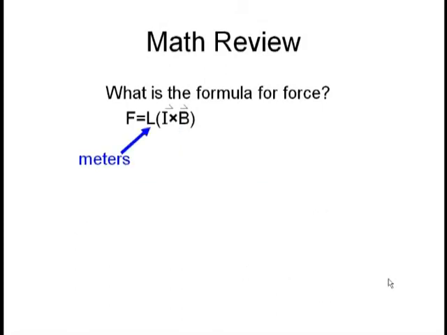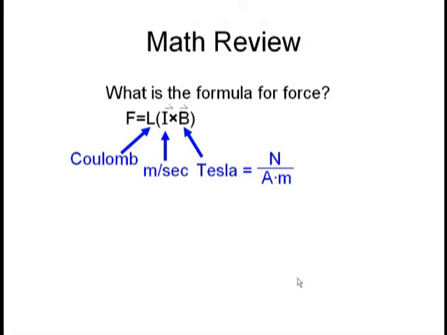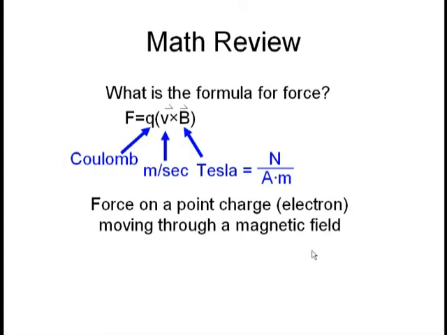Looking at the units, length is meters, current is amperes, and the units for a magnetic field are Teslas, which breaks down into Newtons per amp times meter. Right, if I change the amperes to coulombs per second, I can switch some things around and get meters per second and coulombs. Meters per second is speed and coulombs is charge. So this makes our second formula, which is Q times the cross product of V times B. And this would be the formula we'd use for a point charge, like an electron, moving through a magnetic field. Q times V cross B.